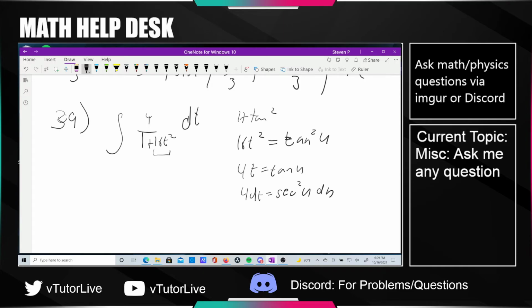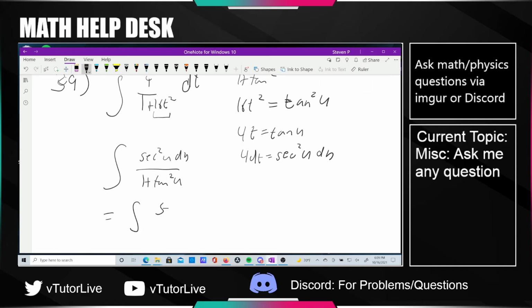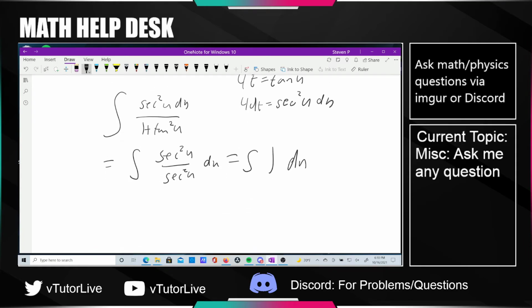Okay, now we just start plugging things in. So 4 dt looks like secant squared of u du, and you divide that by 1 plus tan squared of u. Well, hold on. 1 plus tan squared of u is just secant squared itself. So, oh my gosh, look at it. It's constant. Holy crap. Right, guys? So the integral of 1 du becomes just u, right?